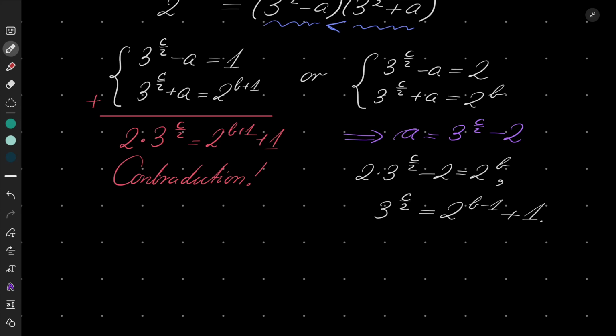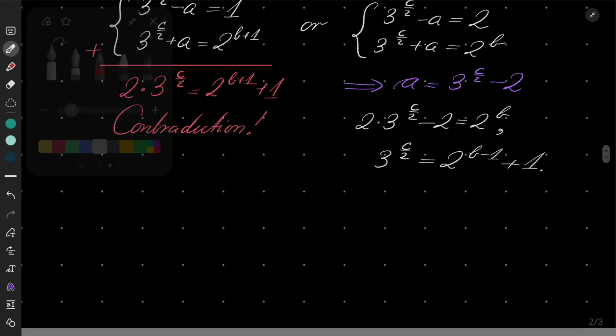And now let's consider, because now I want to do another reduction modulo 4, but first I will consider two cases. Case number one.